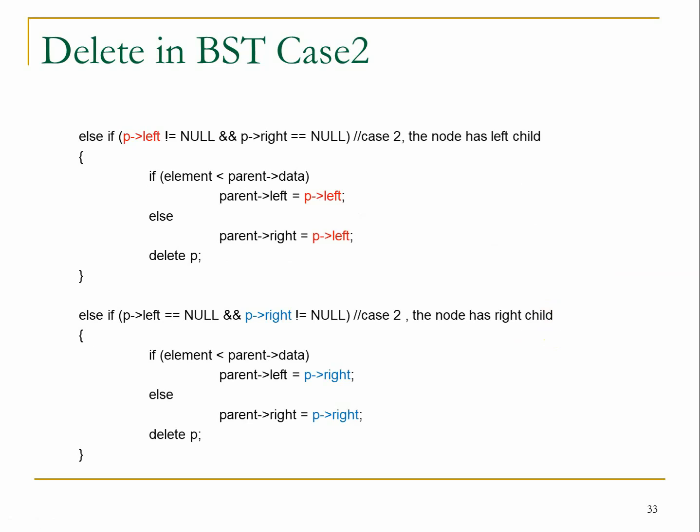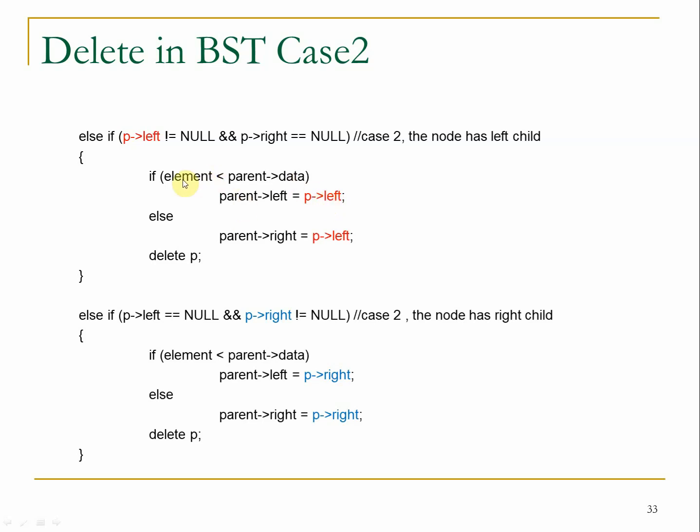For case 2 scenario, there are 2 possibilities. Either the node you want to delete has a left child, or the node you want to delete has a right child. If it is the left child case, all we need to do is bypass that element and make the parent point to the left. If the element is less than the parent's data, that means it's going to be the left side of the parent, then parent to the left equals the child's address. So it will be P to the left, because it is the case that the left side has the child.